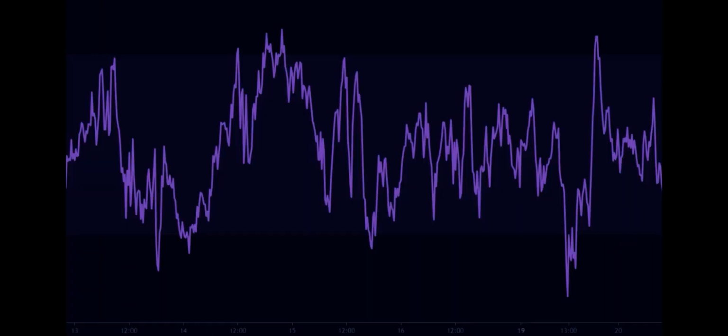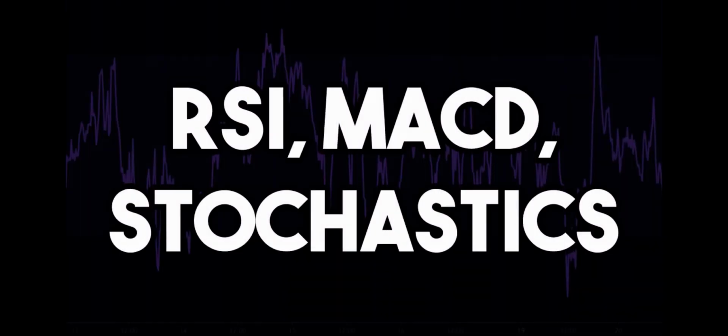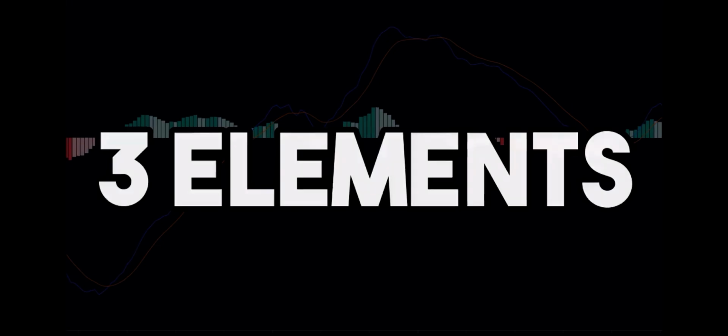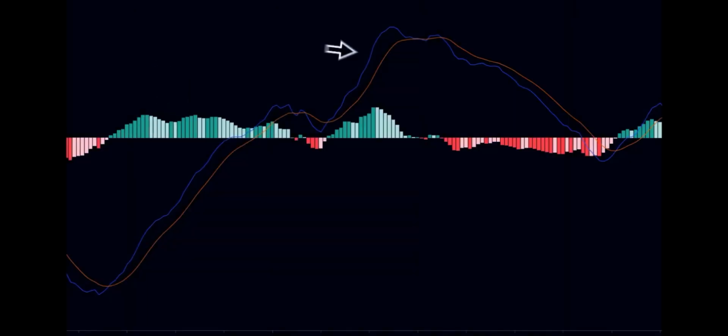An oscillator is a type of indicator that moves from top to bottom and vice versa. You can think of an oscillator as a pendulum. It has a fixed range and the value of the oscillator will stay in between that range. RSI, MACD and stochastics are some of the most popular oscillators. For our strategy, we will use the MACD indicator. MACD consists of three elements: the histogram, the MACD line, and the signal line.